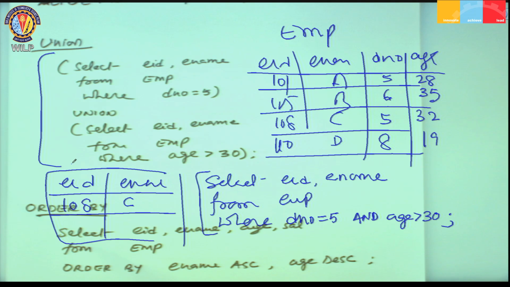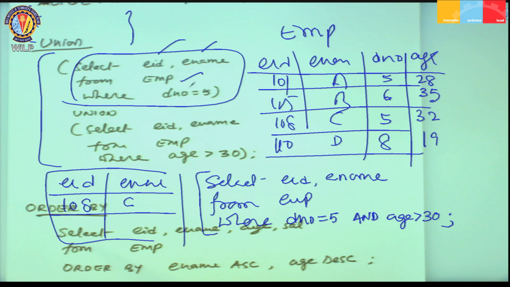How can I do it? You get the list of employee IDs and names who are working in department number 5. This is the first set. What is the result of this? Select employee ID, ename from EMP where DNO is equal to 5. This gives you 101, name is A. The second one is 108, name is C.